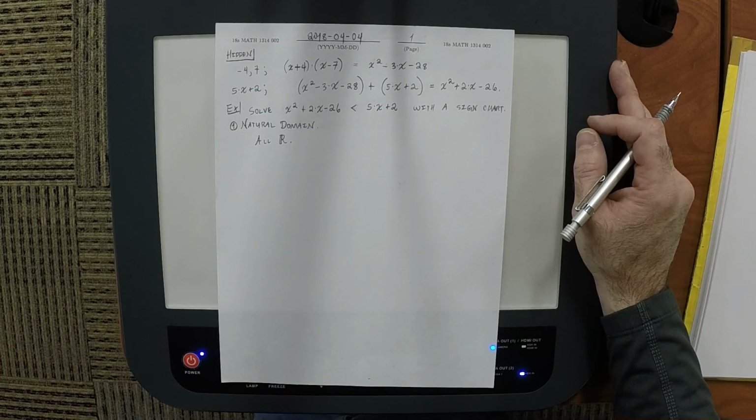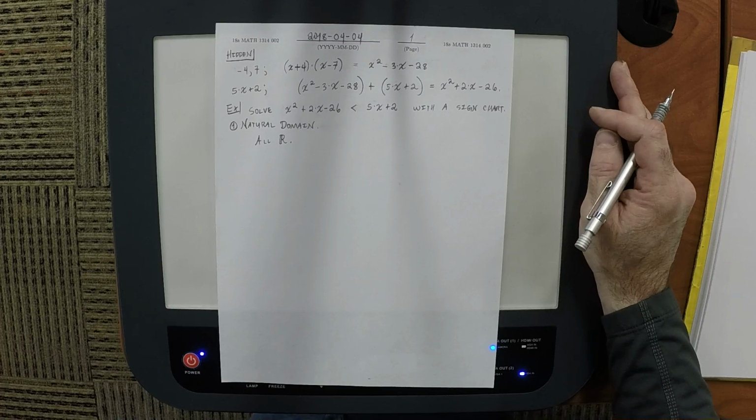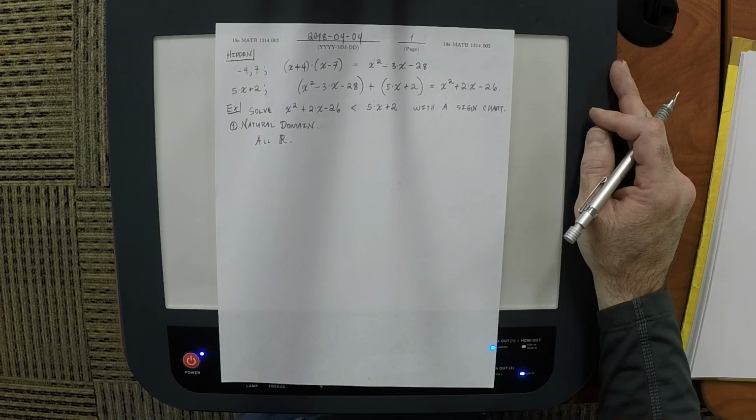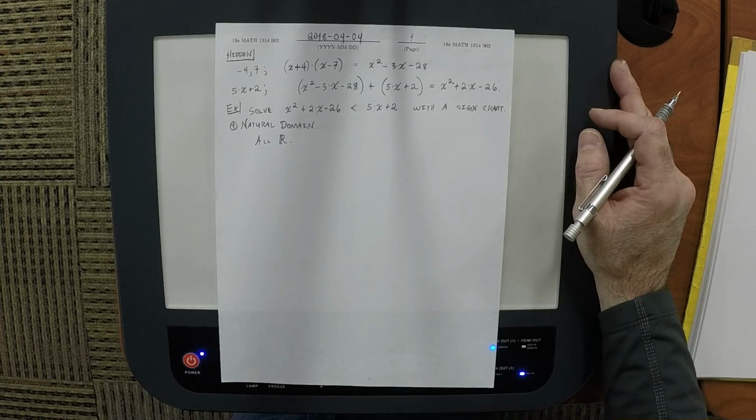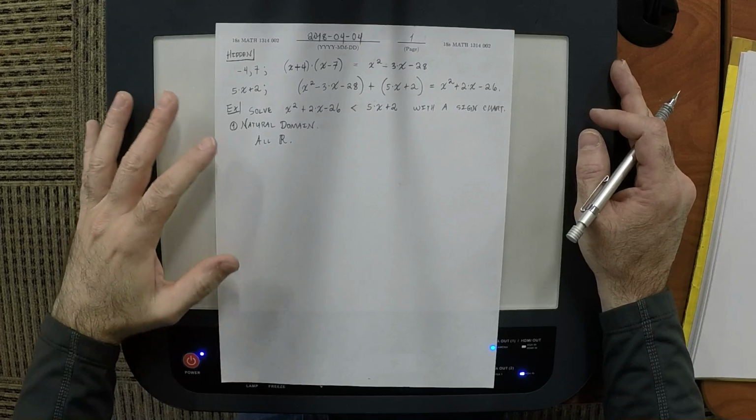What's the solution? When the logical value is true. The solution is a subset of the natural domain. The solution is, of all the things that are permissible to plug in, the set of all things that, when you plug them in, the evaluation is true. Okay.